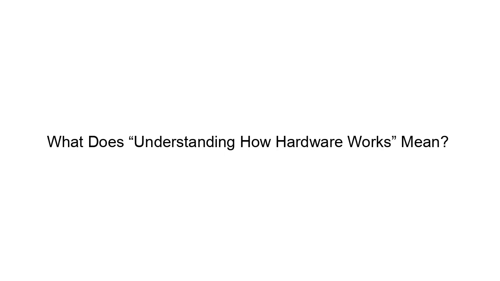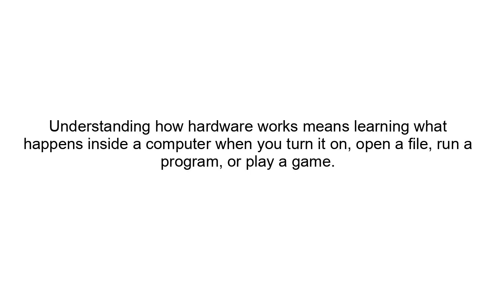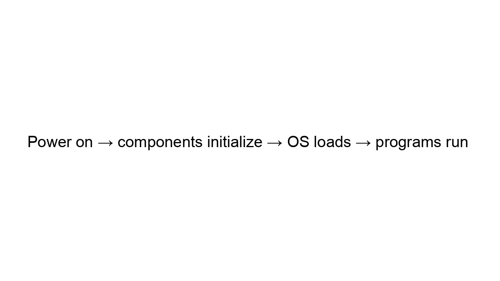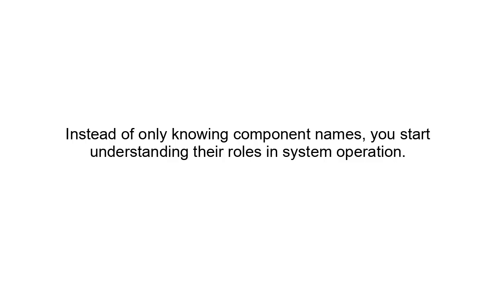What does understanding how hardware works mean? Understanding how hardware works means learning what happens inside a computer when you turn it on, open a file, run a program, or play a game. In simple terms, hardware understanding equals knowing how computer parts interact to perform tasks. Example concept: power on means components initialize, means OS loads, means programs run. Instead of only knowing component names, you start understanding their roles in system operation.